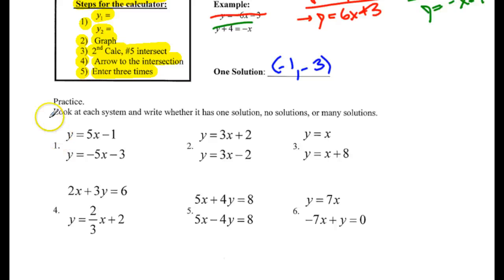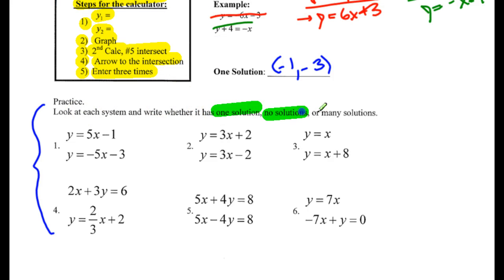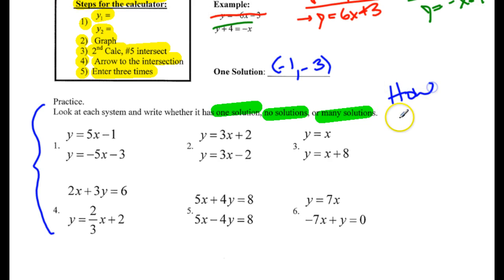Alright, but now go ahead and try these. Okay, and use the calculator. All you're doing here, look at each system and write whether it has one solution, no solution, or many solutions. Alright, so really all you're doing here is writing how many answers it has. Okay, so once again, some are ready to type in, some you'll have to solve first, but get some practice typing and graphing and looking at the graphs there. Alright, good luck.